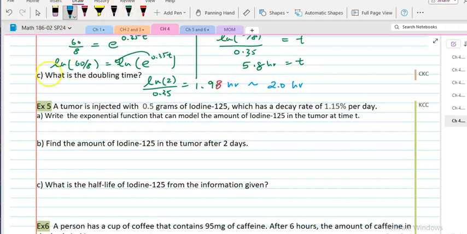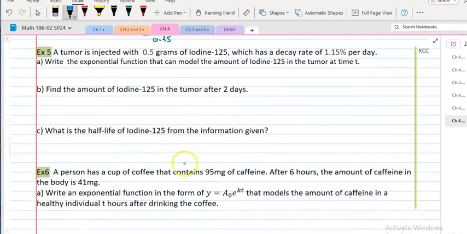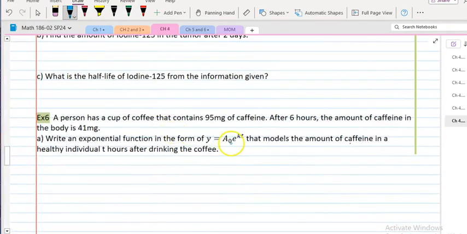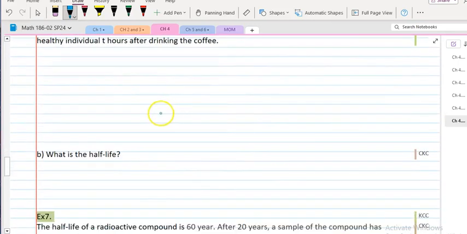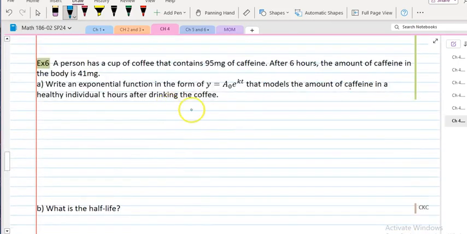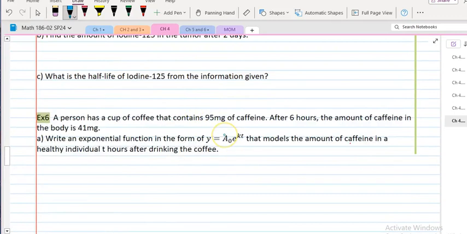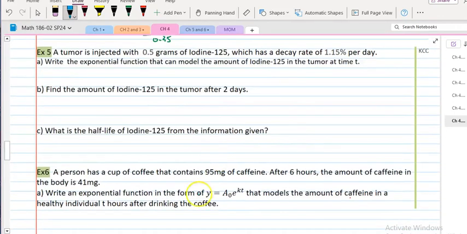So in the next video, we'll do half-life, things that are decaying. We will find half-life and also find the time when it decays to a certain value. So watch the third video.